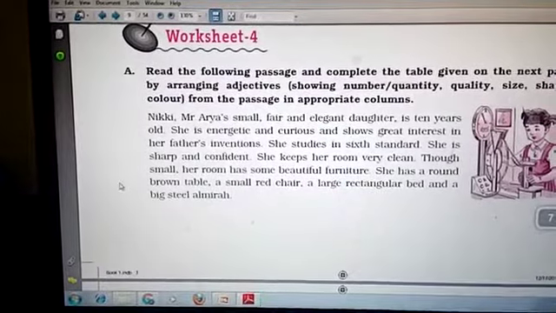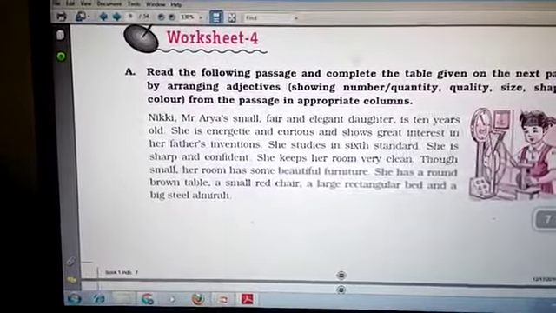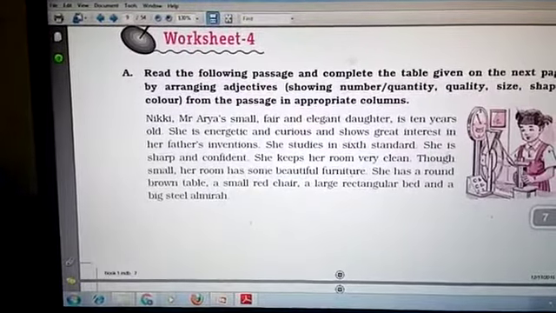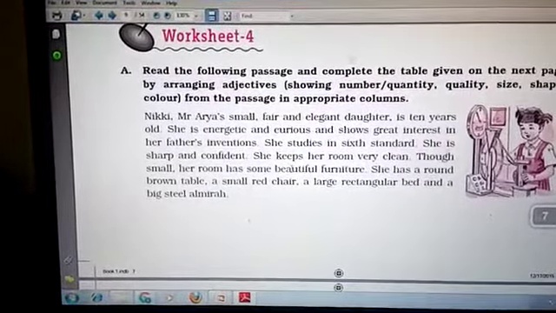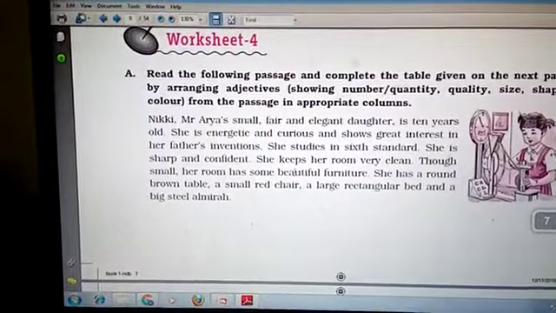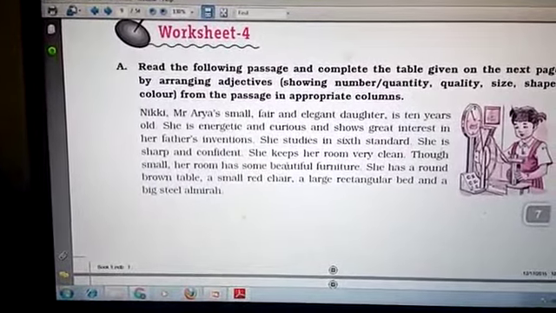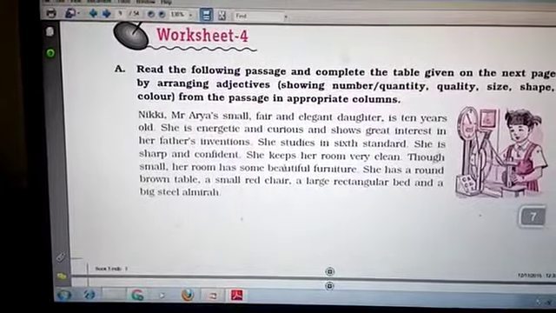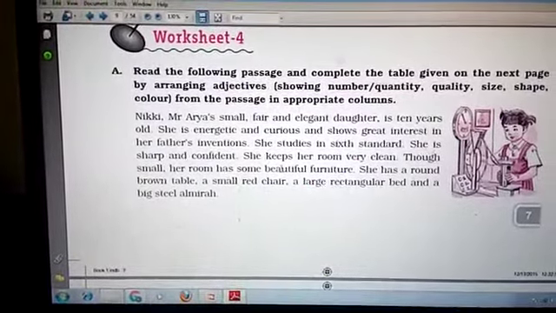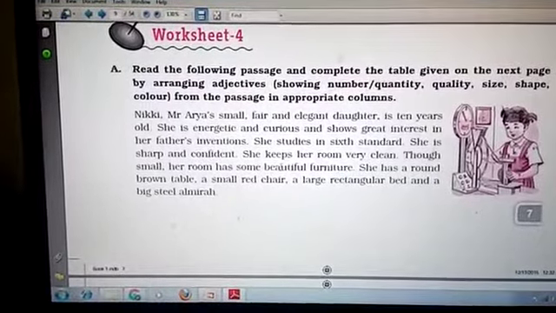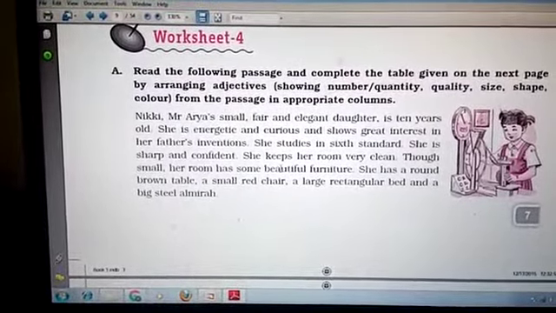Though a small shows shape here. Her room has some beautiful furniture. Beautiful shows quality. She has a round brown table. Round shows shape. Brown shows color.